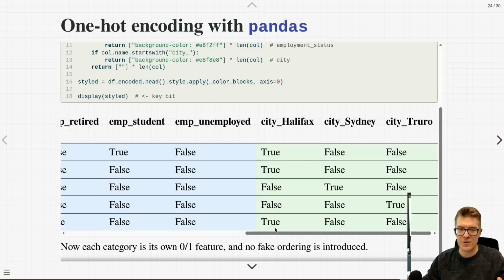Okay, so now there's no fake ordering between any of these things. Now the difference between Sydney and Halifax and Truro is just a binary kind of difference. And you can remember that three-dimensional graph we saw earlier, where these points were just on these axes. They're maximally different from each other. That's kind of what we want. There's no ordering, and the distances don't mean anything. Every label is equidistant from all the others.